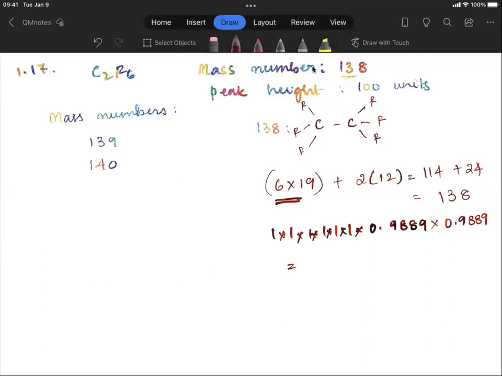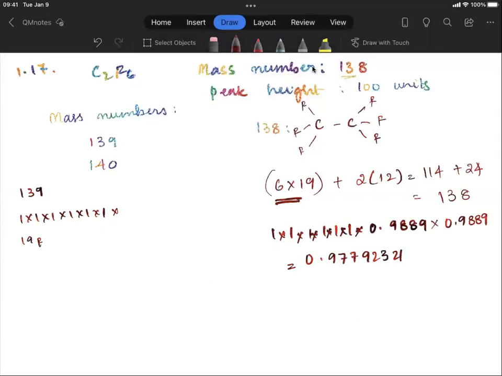So the probability of the system having a mass of 138 units is going to be 0.9889 times 0.9889, which is 0.97792321. Now, for the system to have a mass of 139 units, the fluorines always have a mass of 19 units. So the probability is always going to be a 1 thing. There is no other way.